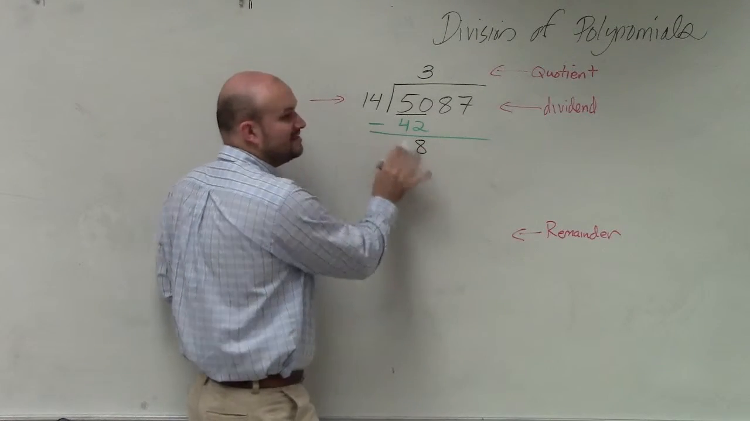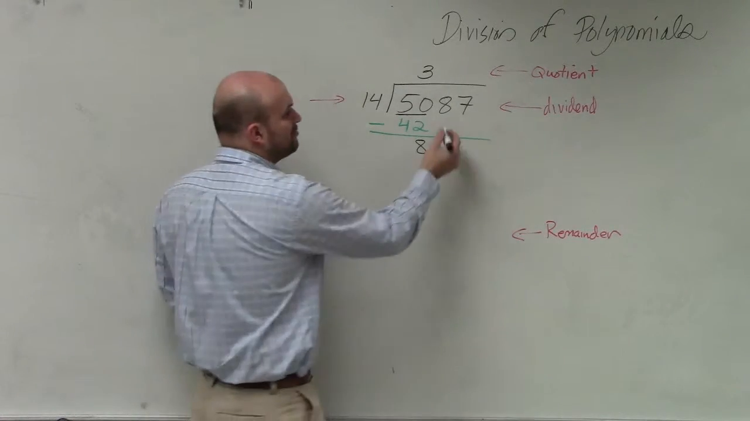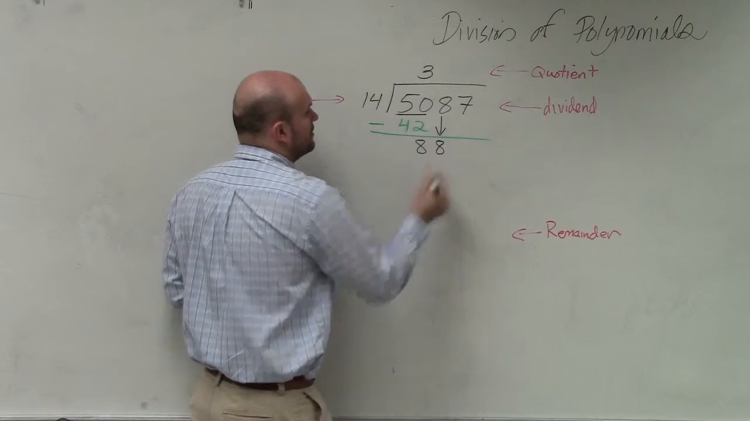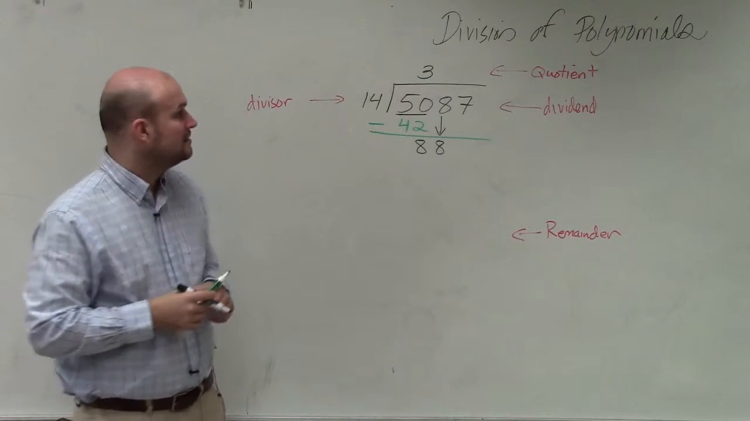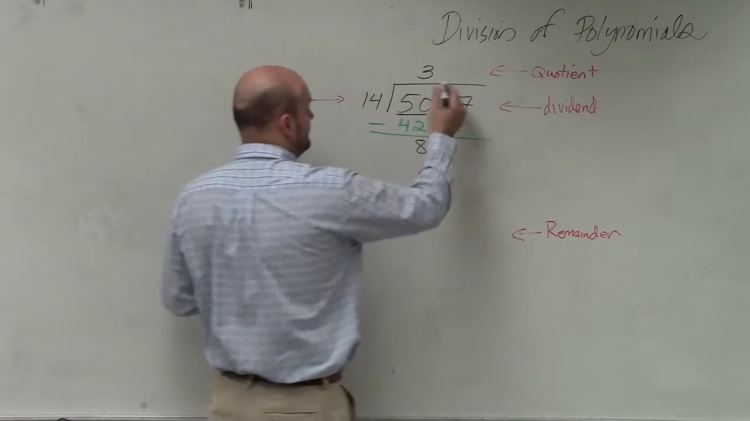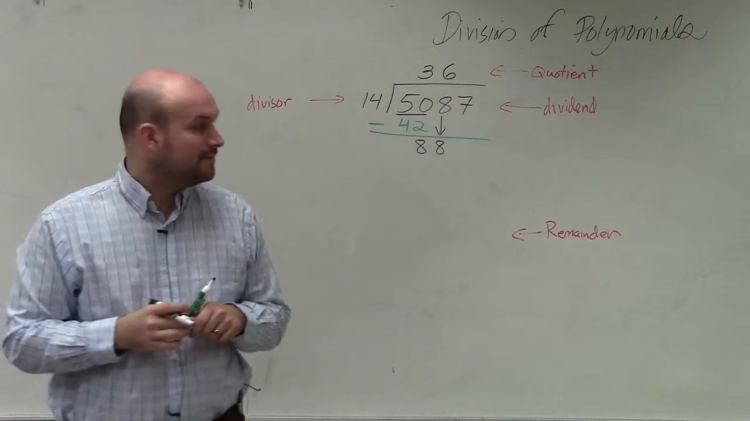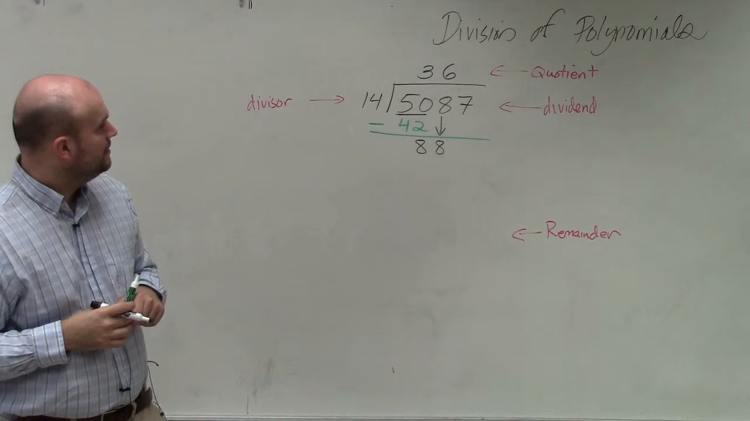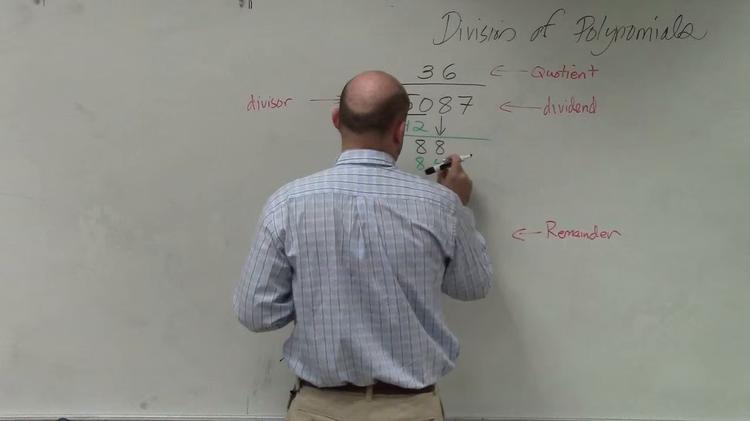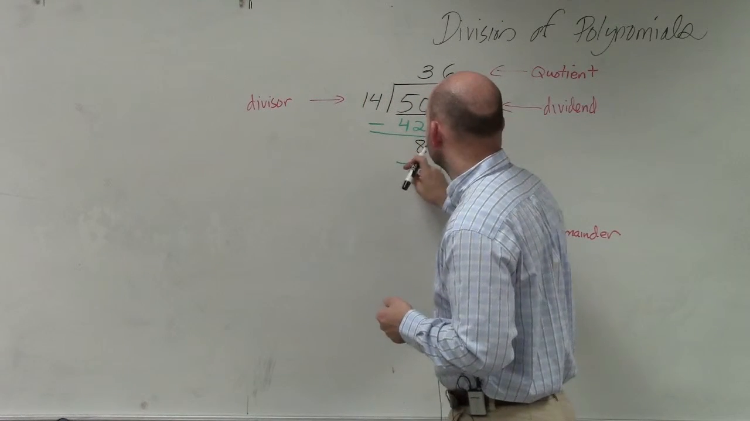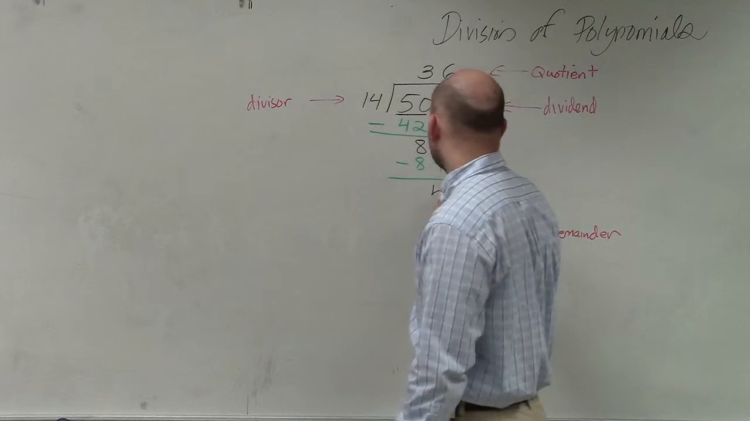Now, does 14 divide into 8? No. So again, we go to the next number. So we have to bring down our 8. Does 14 divide into 88? Yes, it would divide into there 6 times, right? 6 times 14 is going to be 84. Then again, we subtract the rows. 88 minus 84 is 4.